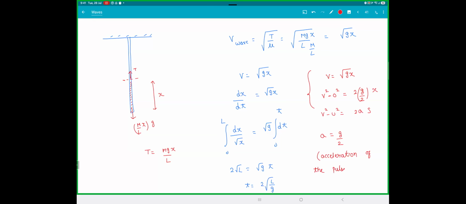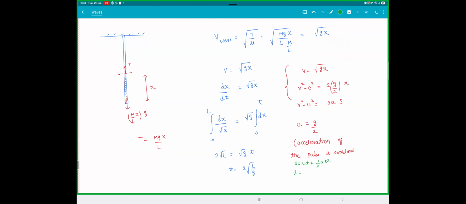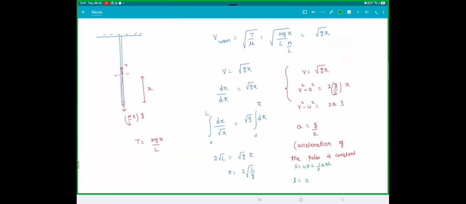So when you send a wave on a string like this, which is hanging, it behaves as if it is going up with a constant acceleration. So acceleration of the pulse is constant. Then I can use s is equal to ut plus half at square. S is L, u is 0. Acceleration is g by 2, t square. We get t is equal to 2 into root L by g. Same answer. So this is another good result. So acceleration is g by 2.